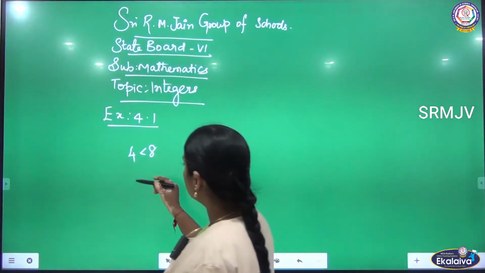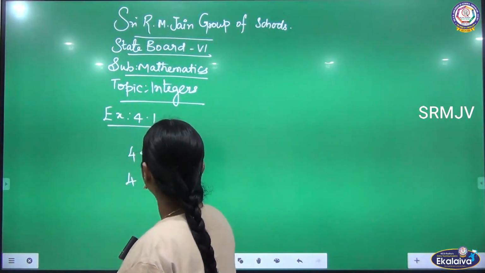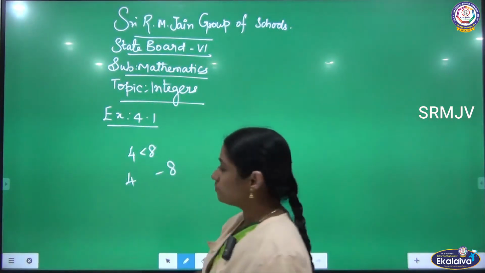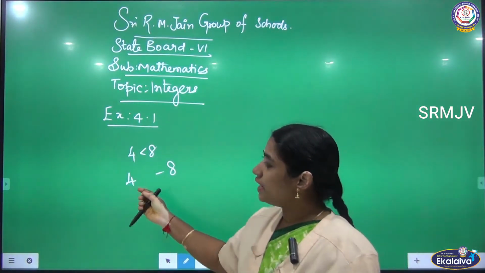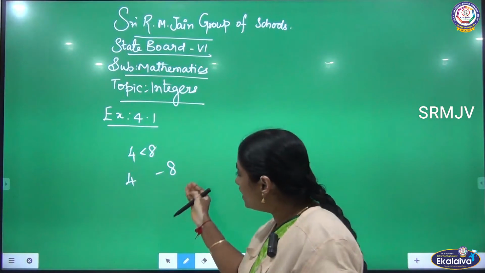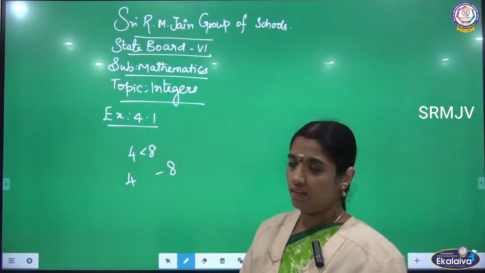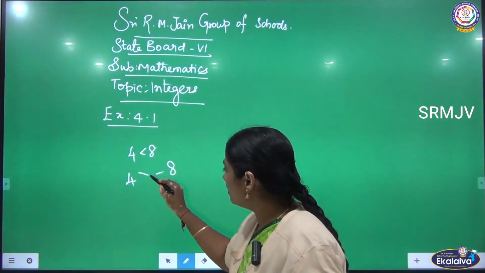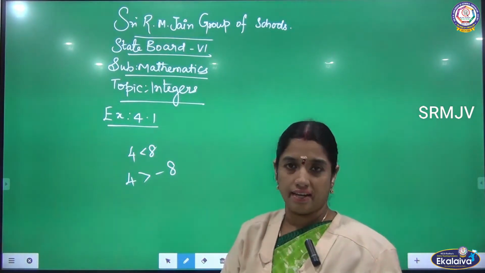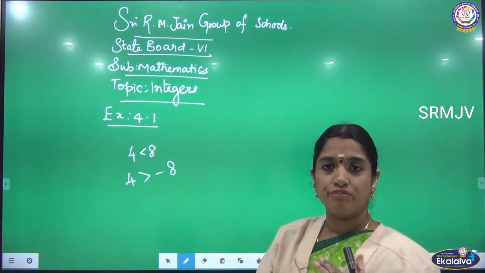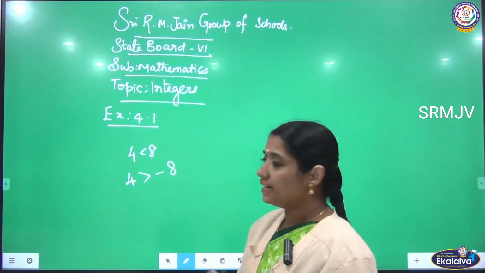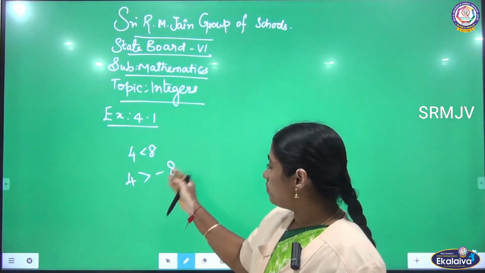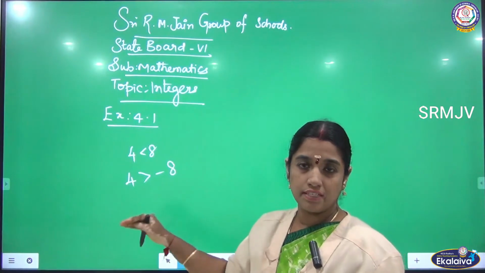Okay, now listen, 4 and minus 8. Now I am going to compare a positive integer with a negative integer. Which is greater here? 4 is greater. Is it clear? So 4 is greater, which means the greater integer is the positive integer.